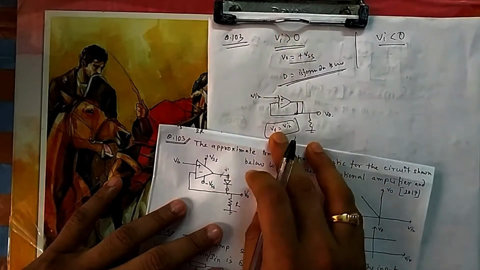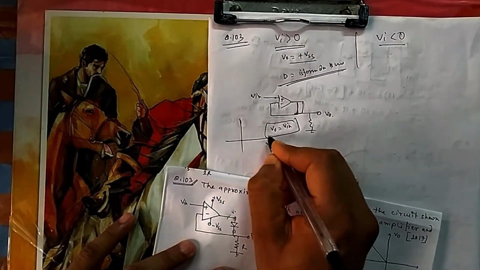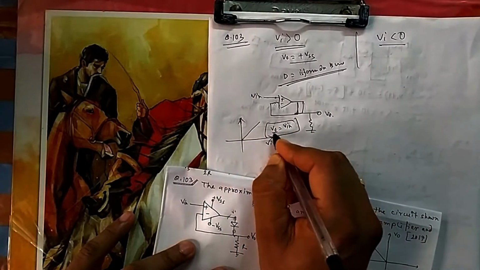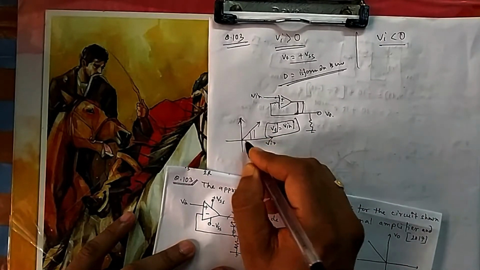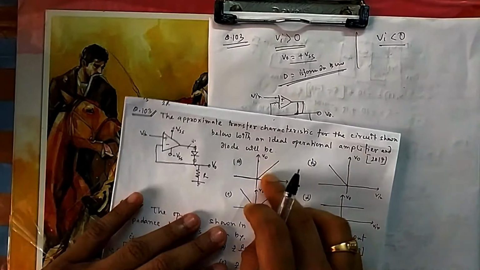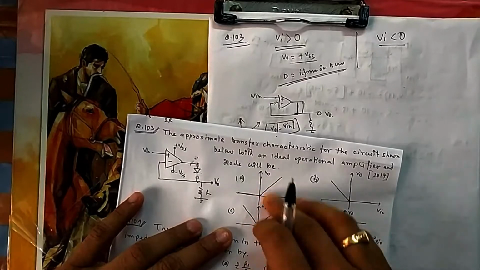So if Vin is positive, then V0 and Vin will be the same. If you increase Vin, then V0 will also increase. Both are positive; if you increase one, the other also increases. So obviously this will be A or C, either of A or C, because on the positive side, if it increases, both give the same.